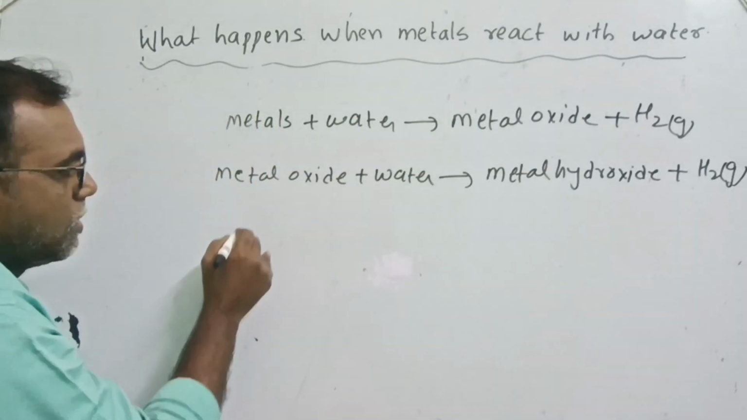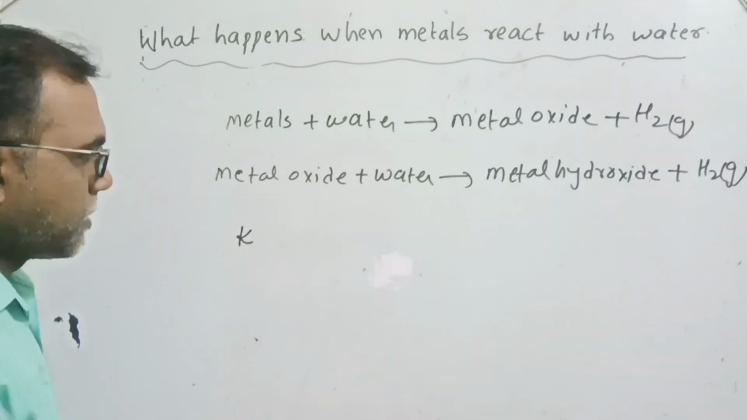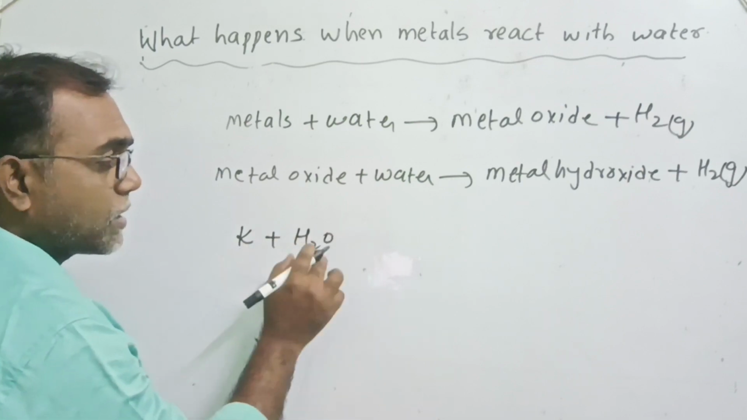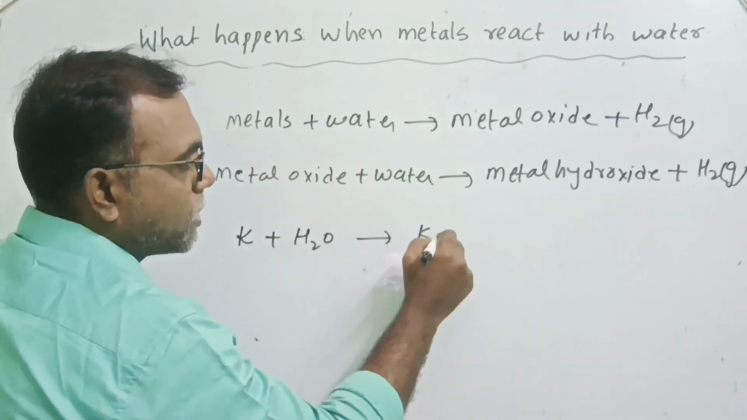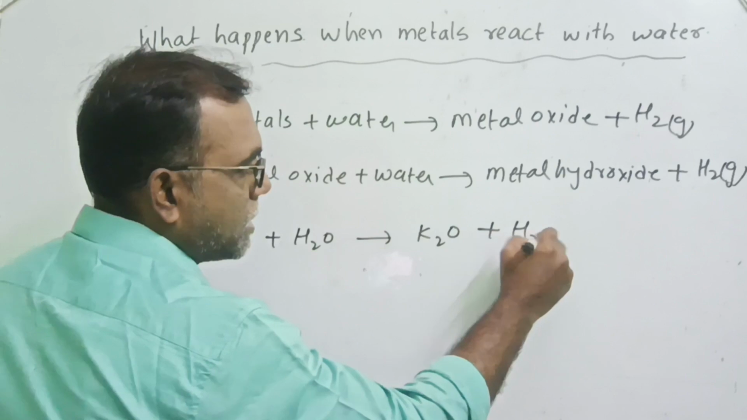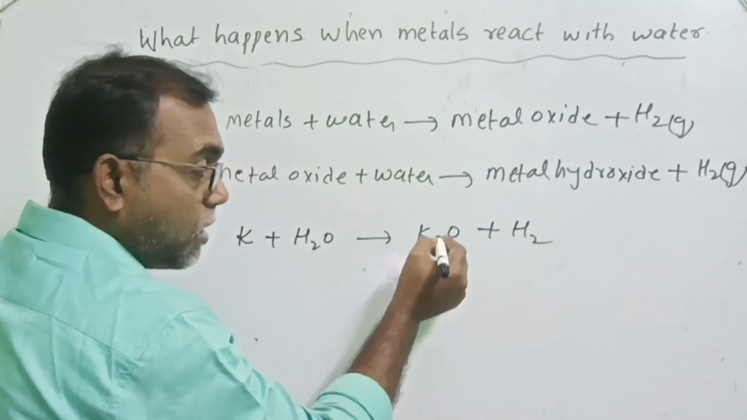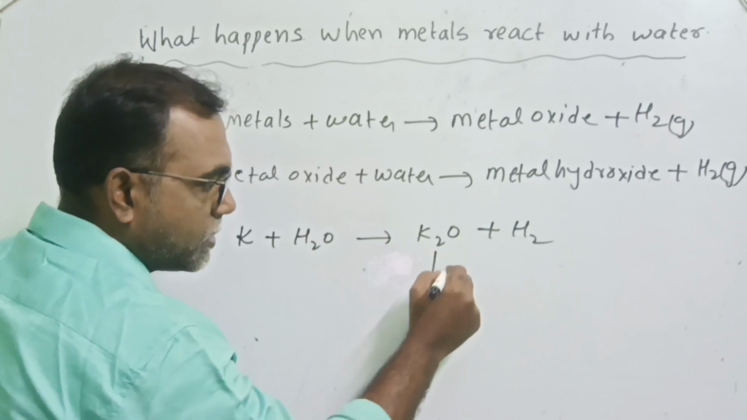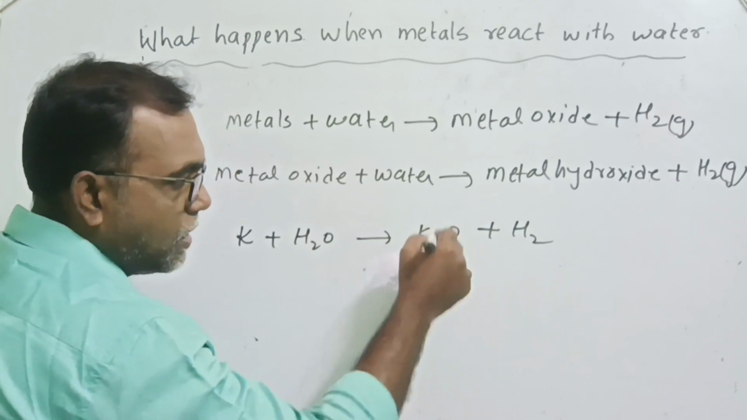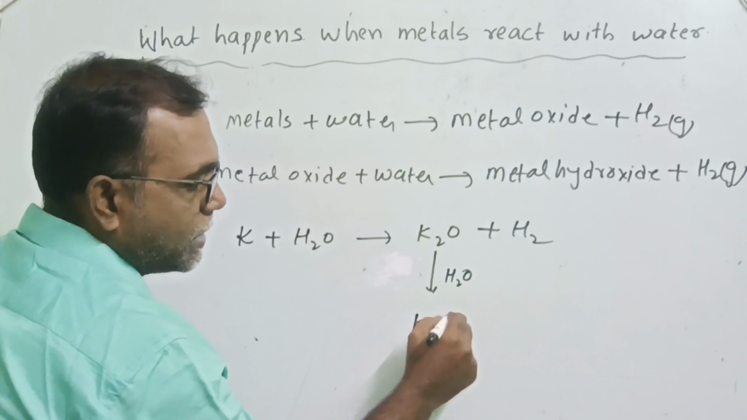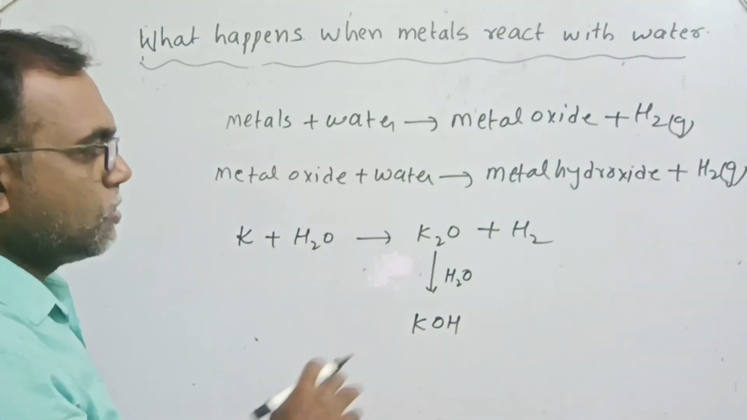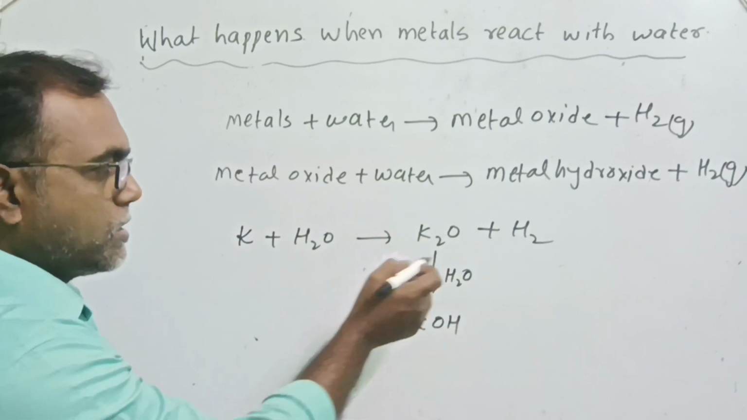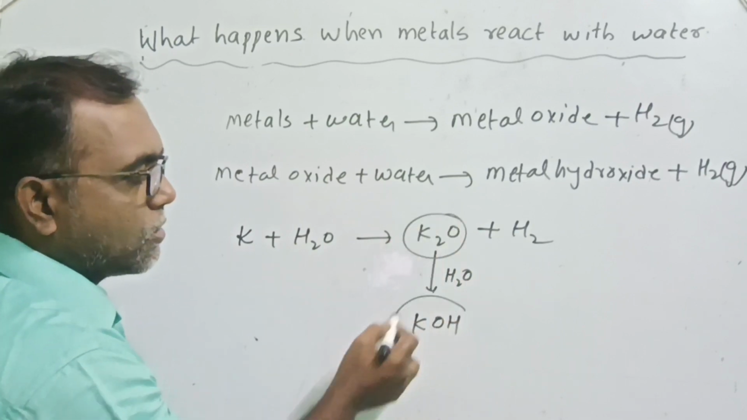Okay, for example, take potassium. Potassium reacts with water and gives potassium oxide and releases hydrogen gas immediately. After releasing hydrogen gas, this potassium oxide again reacts with the excess water present and gives potassium hydroxide. So when you notice this reaction, two different steps take place. First, oxide formation, then hydroxide formation.